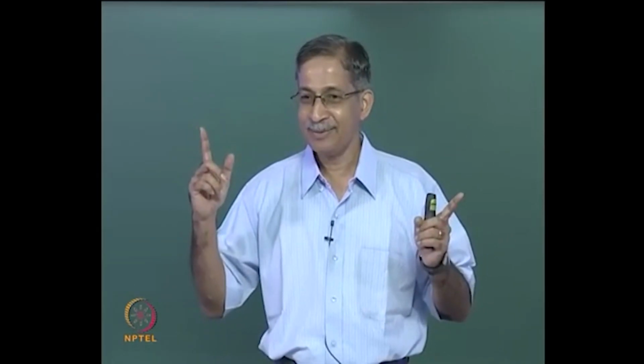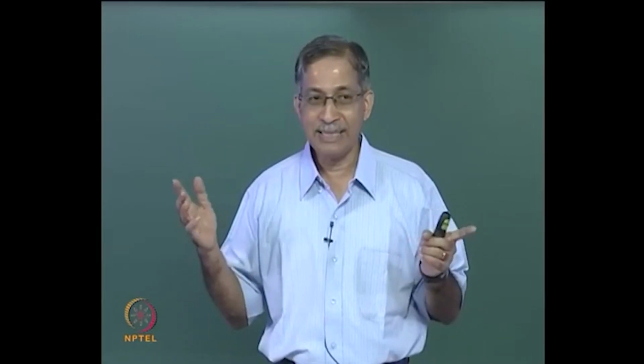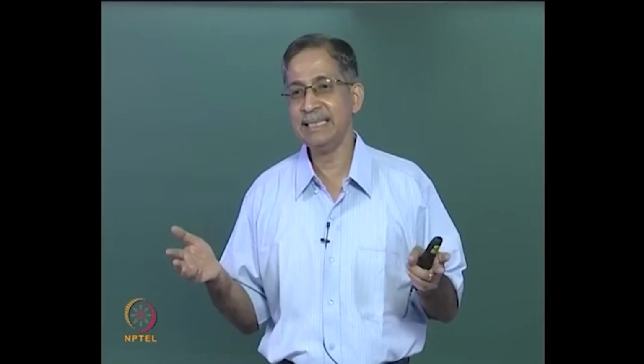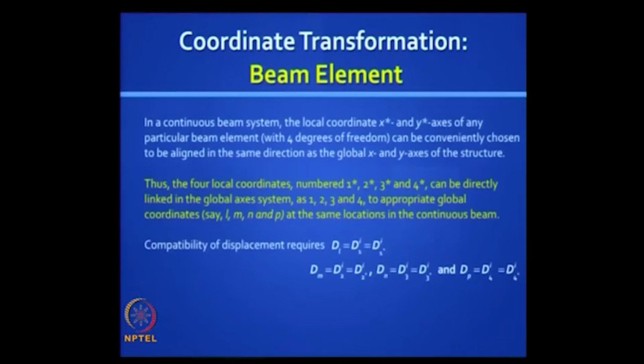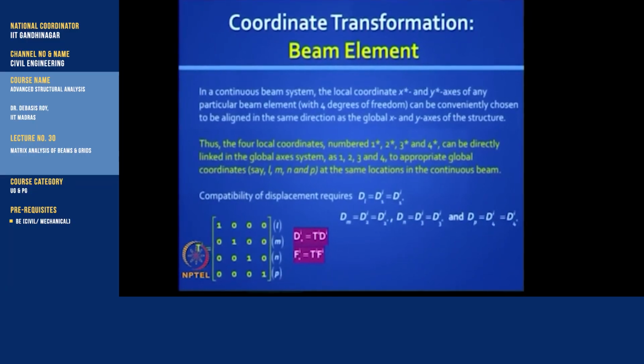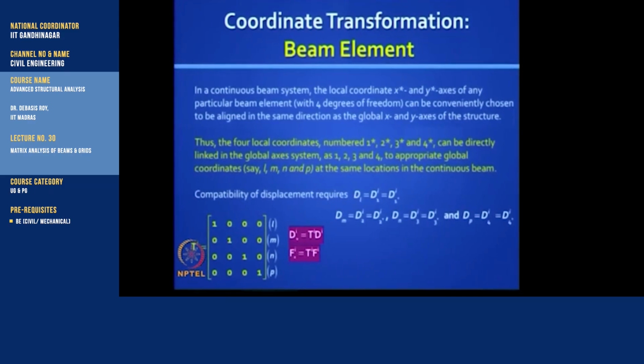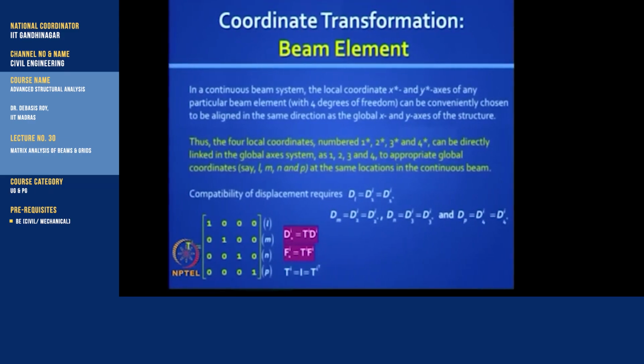So what's the advantage of this? Your TI, you still need it, but it's easy. What is a TI matrix? It's an identity matrix. Thus the 4 local coordinates numbered 1 star, 2 star, 3 star and 4 star can be directly linked in the global axis system as 1, 2, 3 and 4 to appropriate global coordinates, which could be L, M, N, P or whatever. So the compatibility is as shown here, and this is how you will write the transformation matrix. It is an identity matrix. You have to correctly write the global coordinates. In this case I have shown it as L, M, N, P. It could be whatever you get in the structure. Okay.